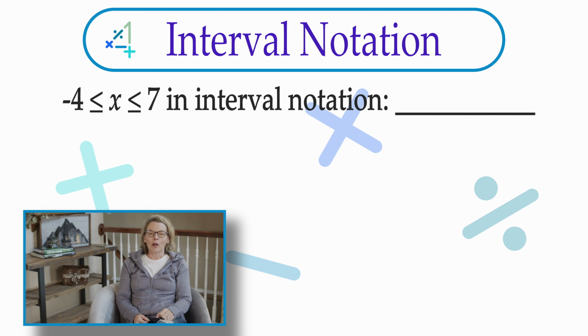Here's another example. Negative 4 is less than or equal to x, which is less than or equal to 7. I think of these as x locked inside negative 4 and 7.